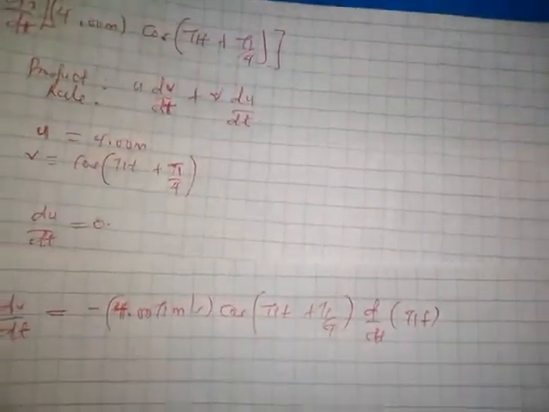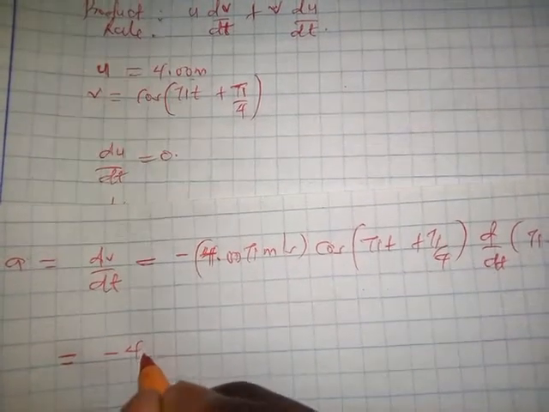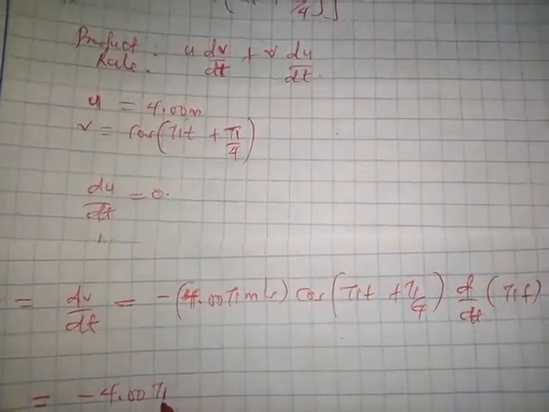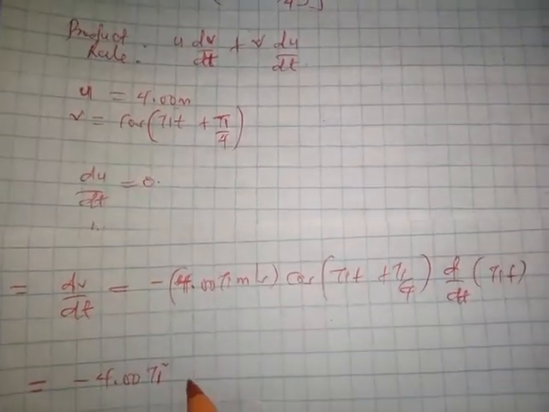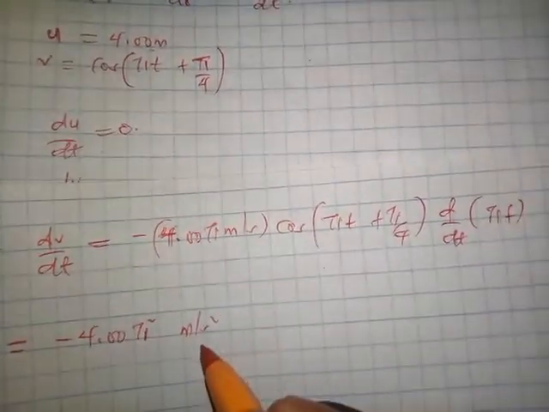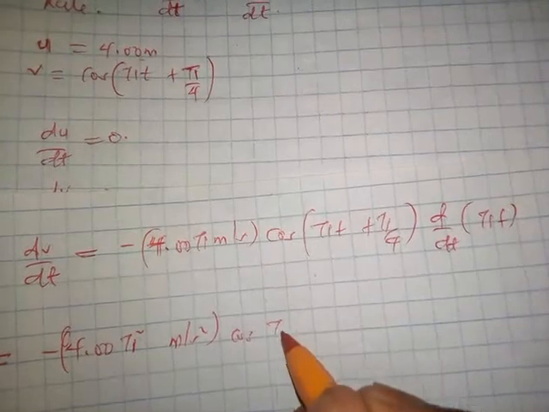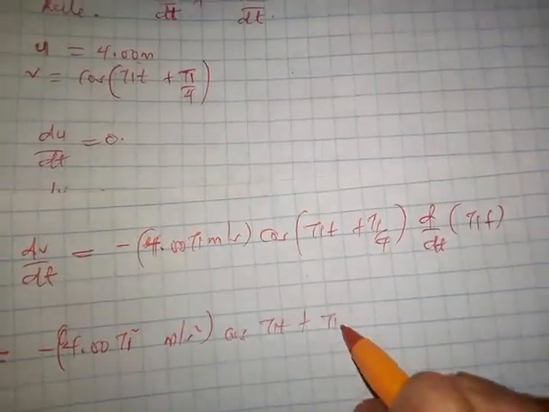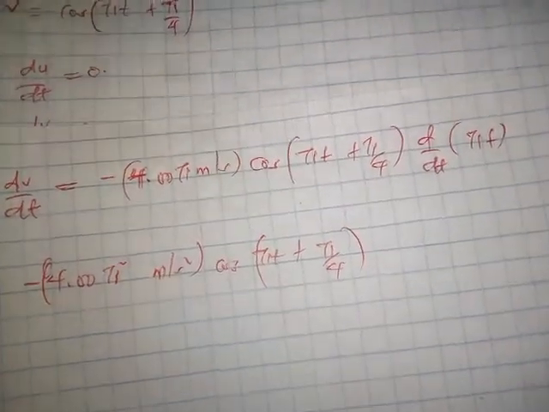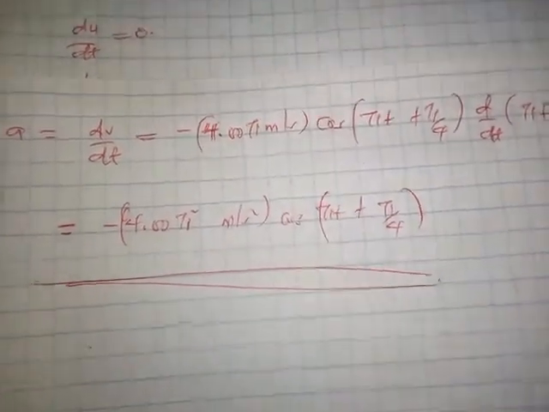So that you have the final answer for acceleration as negative 4.00 pi squared meters per second squared. Since it's acceleration, it's meters per second squared, cos(pi t plus pi over 4). And we are done with part B.